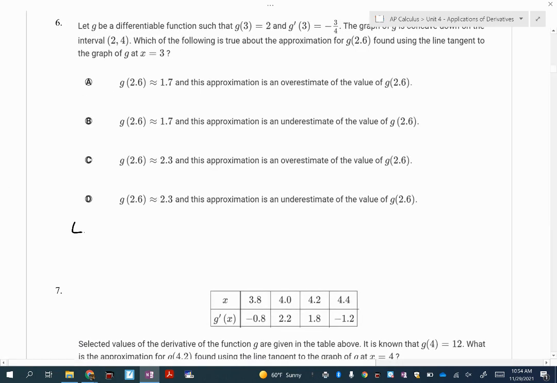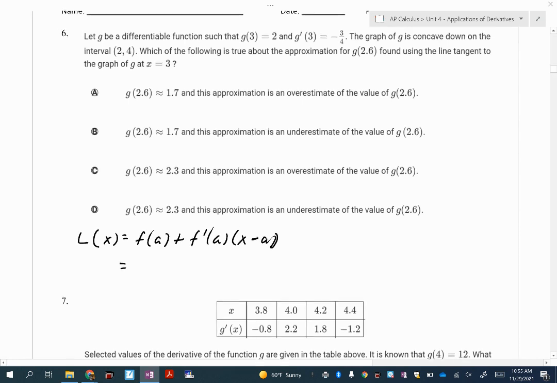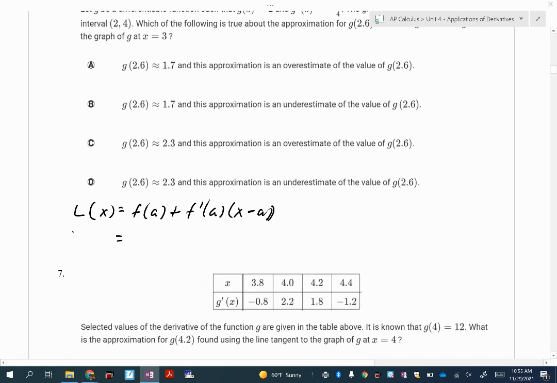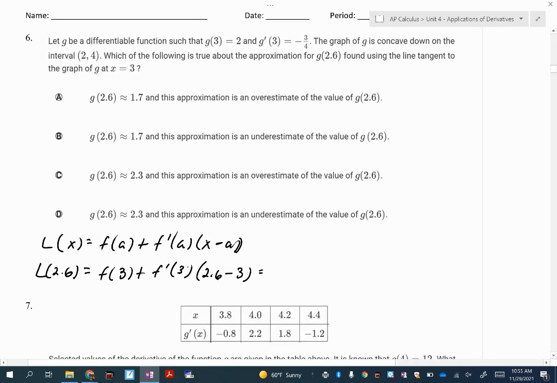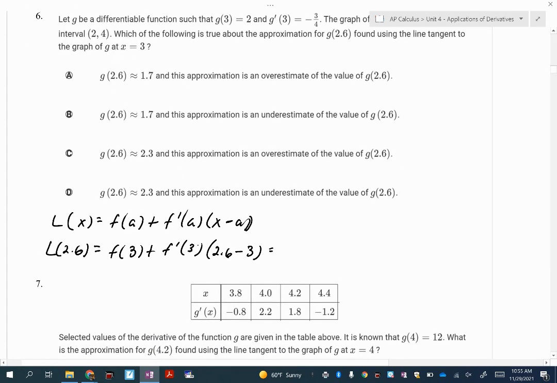Let me do it over here. So we have L of x equals f of a plus f prime of a times x minus a. So we're trying to find the approximation for 2.6. So that's going to be f of 3 plus f prime of 3 times 2.6 minus 3. I guess I wrote f, should have written g, my bad. g of 3 is 2 plus g prime of 3 is negative 3/4 times negative 0.4. All right, so let's see what we get for our answer here.